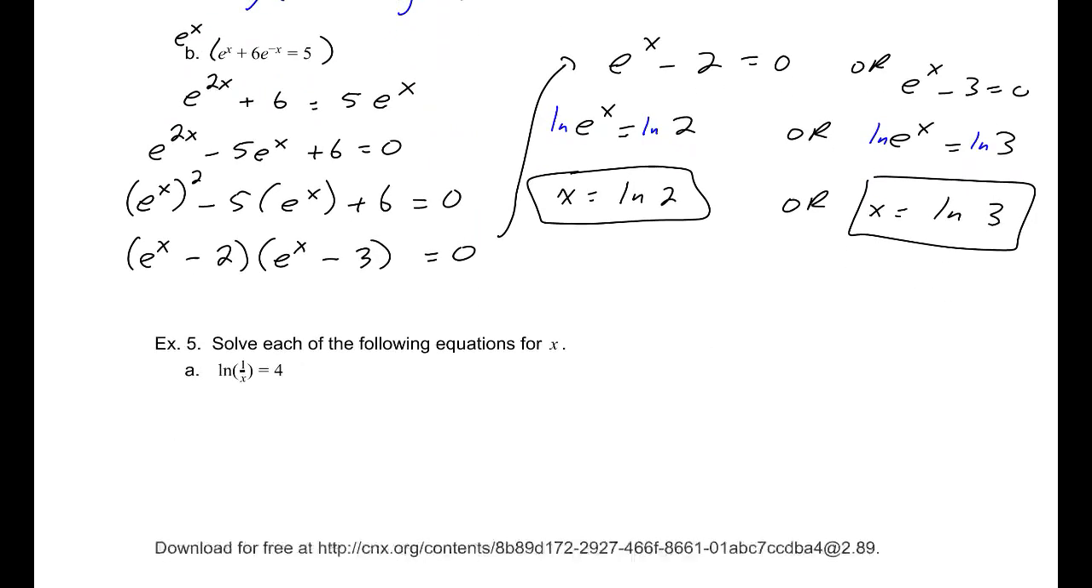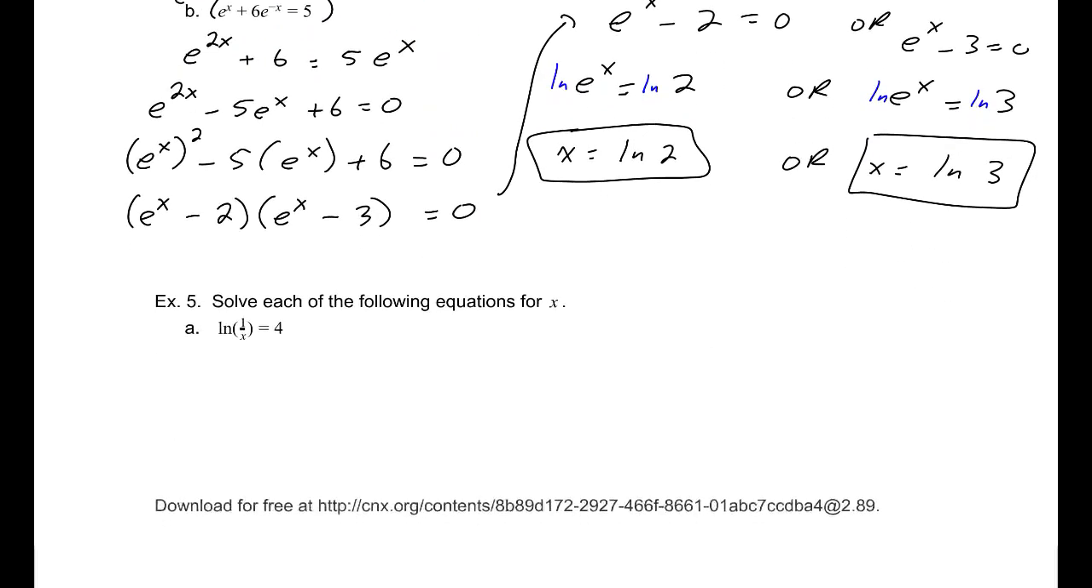Example 5, solve each of the following equations for x. Natural log of 1 over x equals 4. This is a place where writing it in the exponential form might be useful. So it's a natural log, so it's assumed to be base e. So I can write this in my exponential form as e to the 4 equals 1 over x.